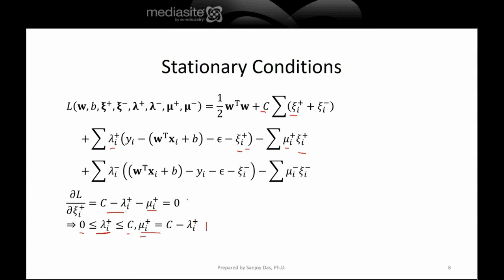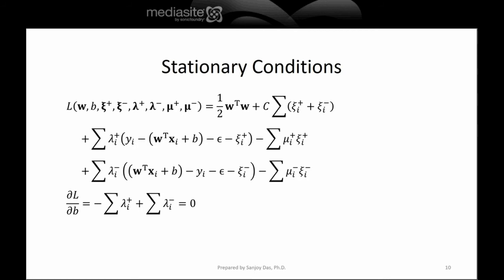Mu i plus is also between 0 and C, which can clearly be seen because both lambda i plus and mu i plus are positive, and C minus lambda i plus minus mu i plus is equal to 0. That's why both lambda i plus and mu i plus lie between 0 and C. Likewise, if we differentiate with respect to the minus errors, zeta i minus, we get another set of equations. Lambda i minus is between 0 and C, and mu i minus is C minus lambda i minus.